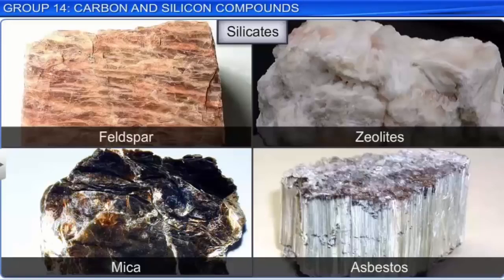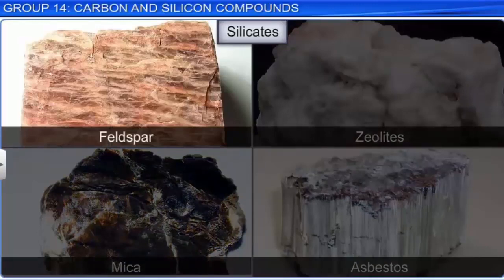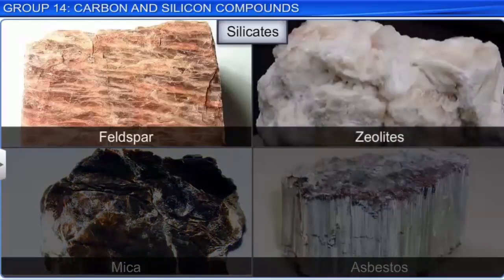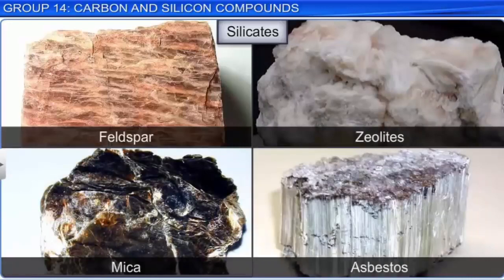Silicates are another important class of silicon compounds. Many silicates are found in nature, including feldspar, zeolites, mica, and asbestos.